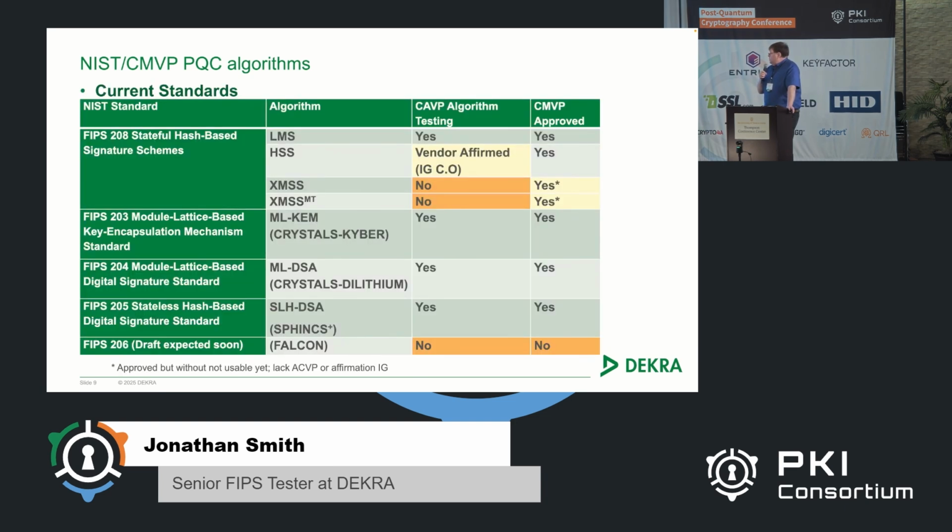So here we go. In FIPS 208, your stateful hash-based stuff, it's got 4 algorithms in it. One of them is fully testable and approved. HSS is vendor affirmed with a particular IG, explaining how to do that. And then for XMSS and its variant, there's no algorithm testing. So while they're approved, you can't actually use them in a 140-3 module at this time because they're missing one of those 4 key components. For the others that got approved in August, yep, they're fully approved, they're fully testable, you can use them, people have used them. And then Falcon is coming soon at some point.